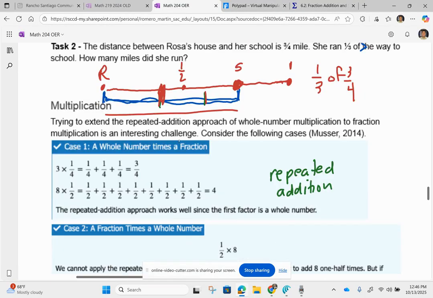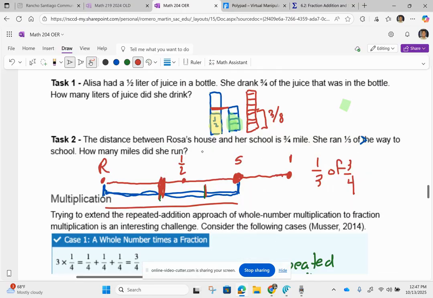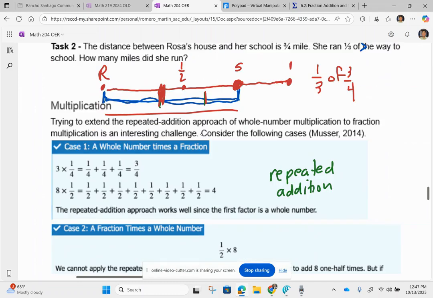So when we think about multiplication, that was just a task to start thinking about division and multiplication, and how we work with fractions in a context, right? Let's just stop there and we'll pick up from multiplication.